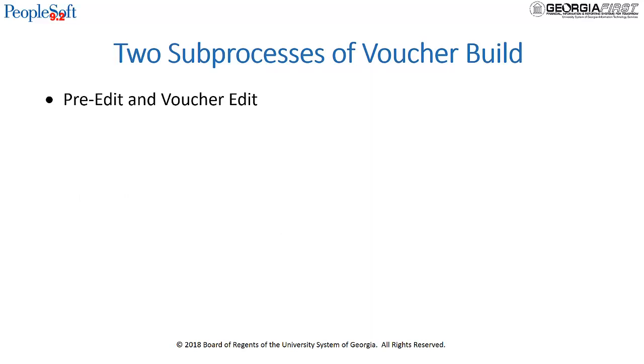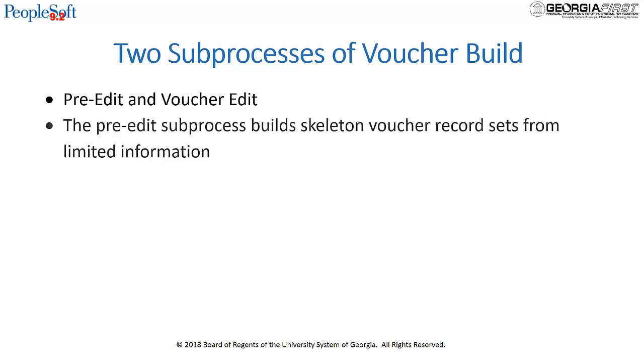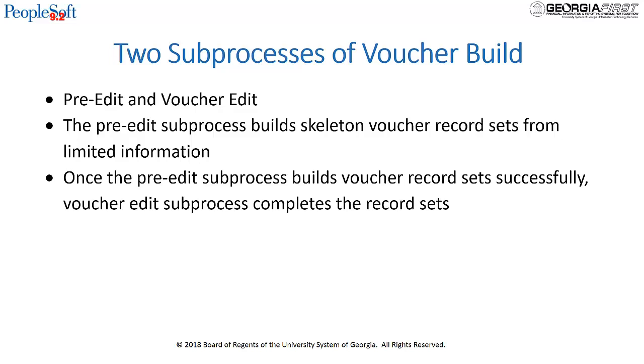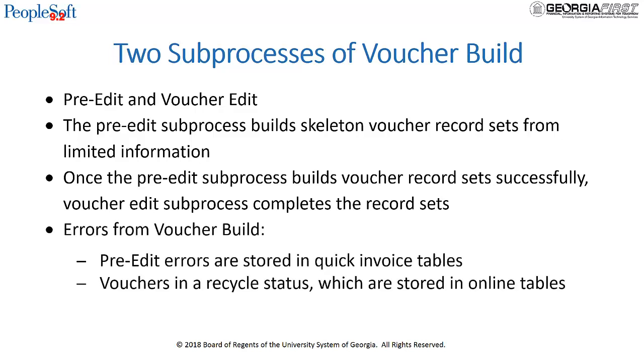There are two sub-processes that make up the voucher build app engine process: the pre-edit sub-process and the voucher edit sub-process. The pre-edit sub-process builds skeleton voucher record sets from limited information. Once the pre-edit sub-process builds voucher record sets successfully, it calls on the voucher edit sub-process to complete these record sets. After running the voucher build process, you can see if any errors were generated.